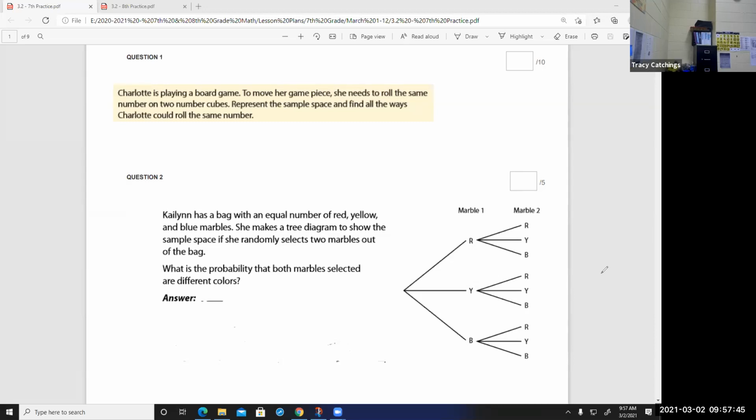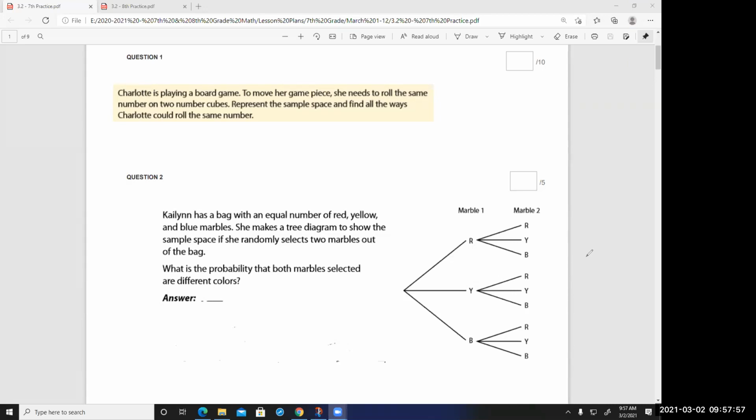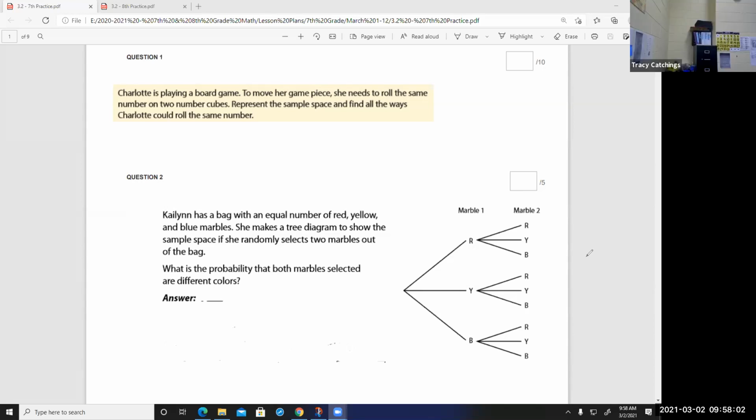We on number 1. I said to move her game piece, she needs to roll the same number on 2 number cubes. What is she using? Tree diagram. Okay. Thank you. Two number cubes. We ain't looking at two.